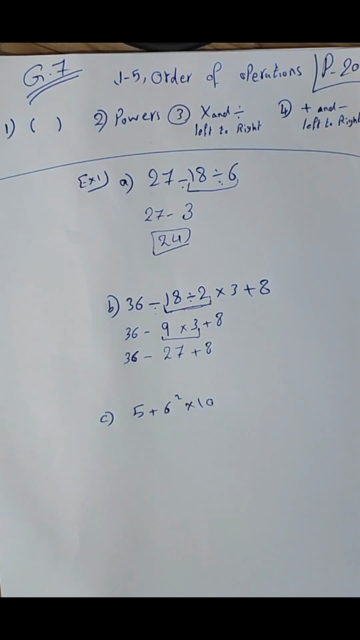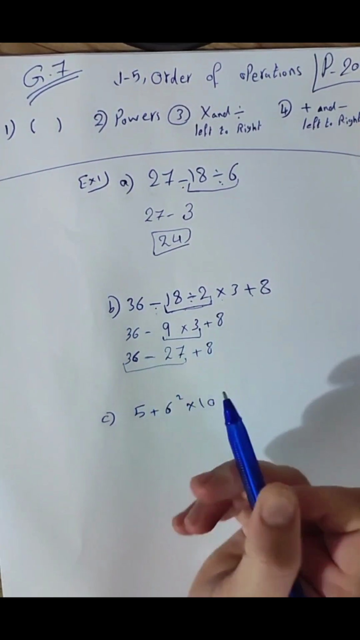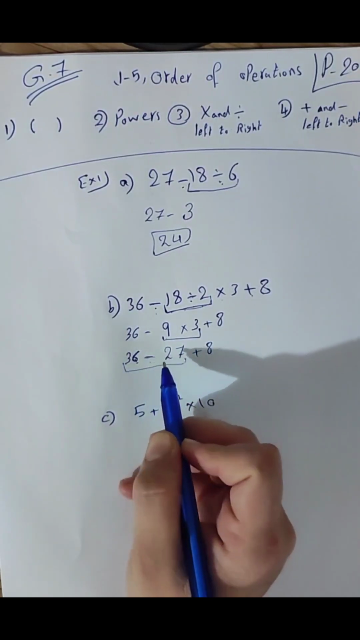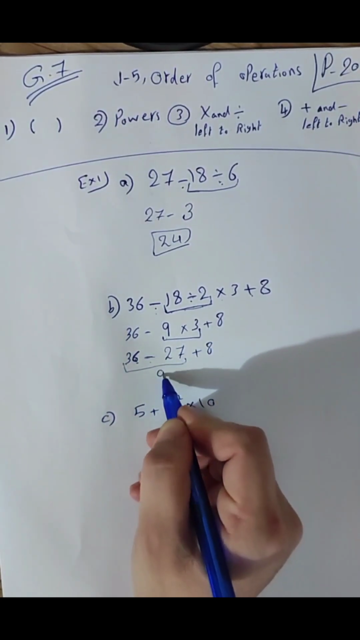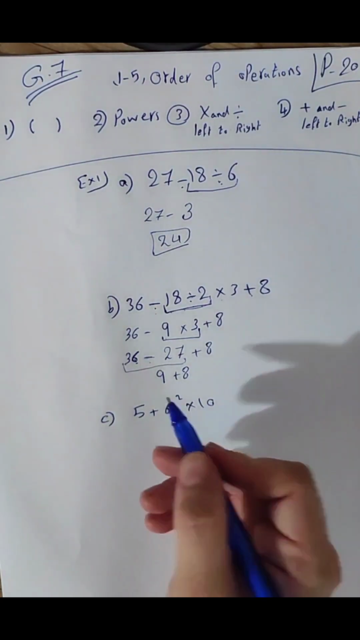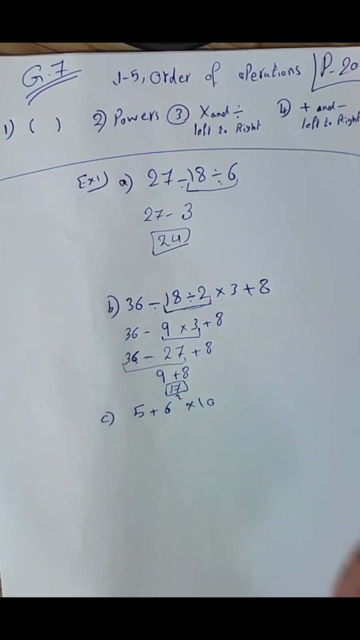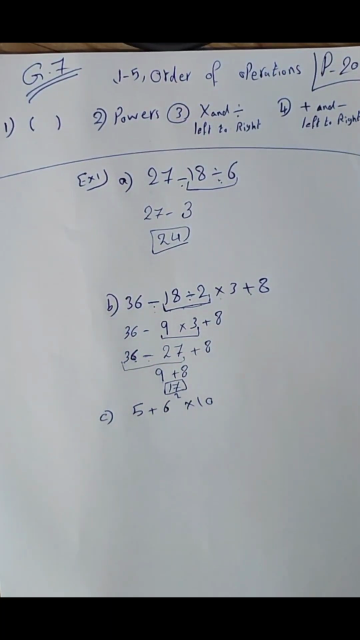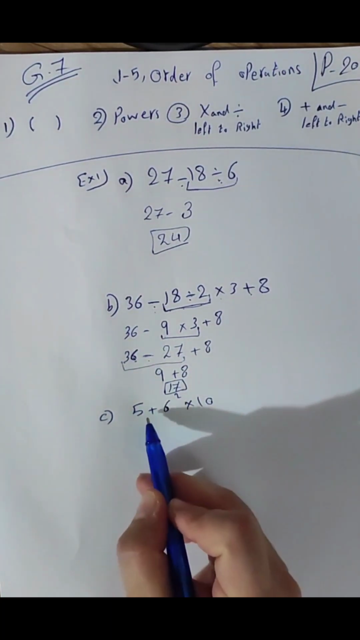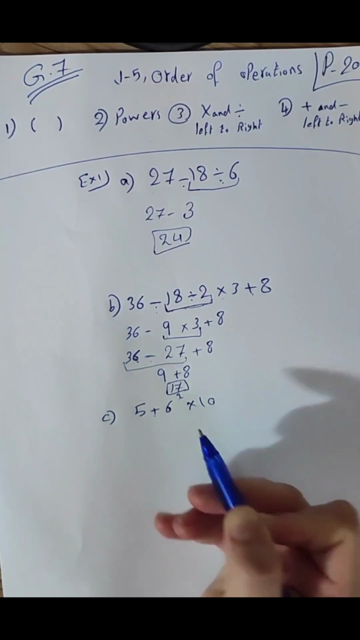Then you should solve this part because left to right it is first. 36 minus 27 is 9, and plus 8, the last step, is equal to 9 plus 8, 17. This is the answer. Okay, question C, we have adding, powers and times.